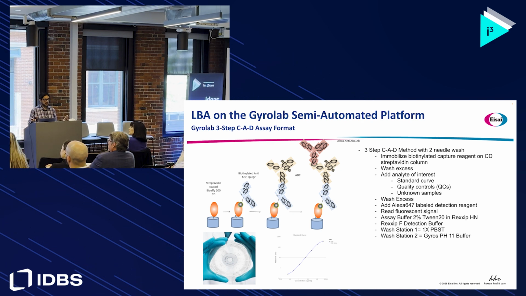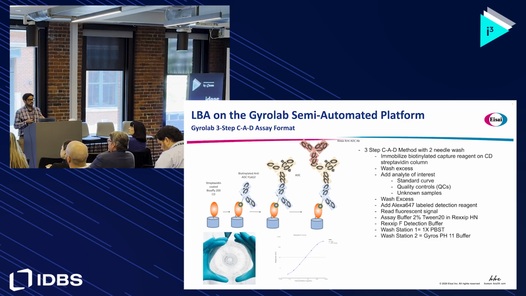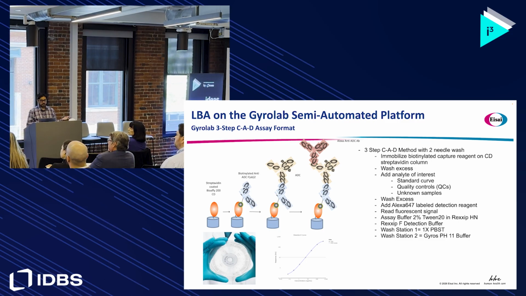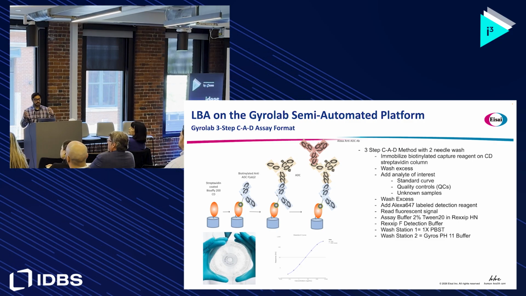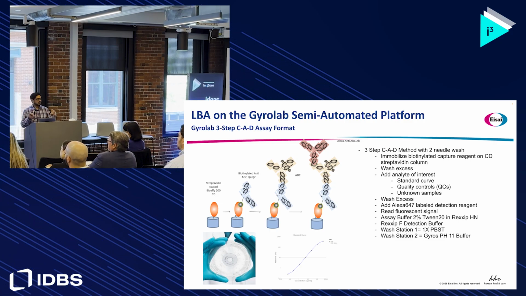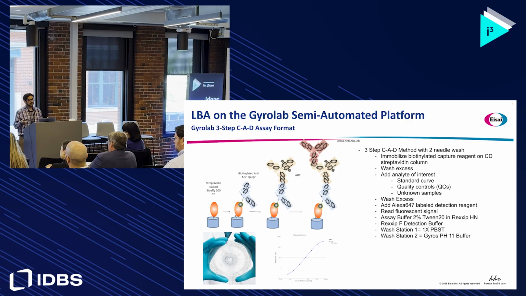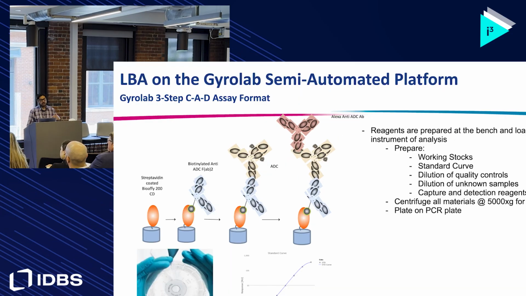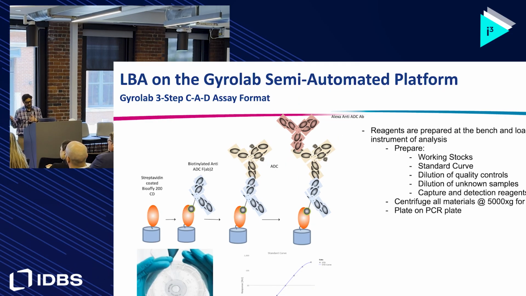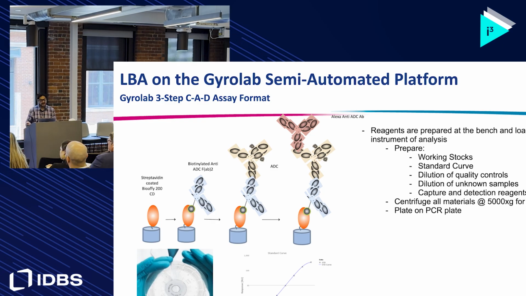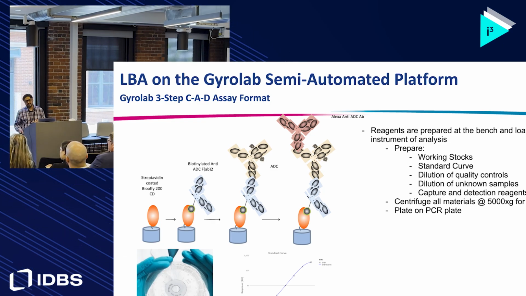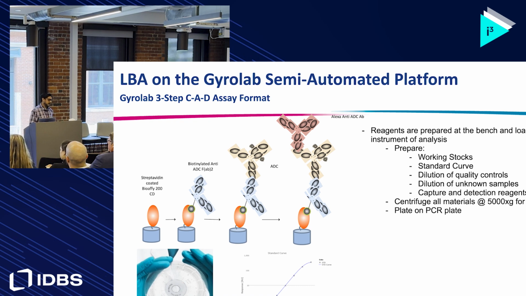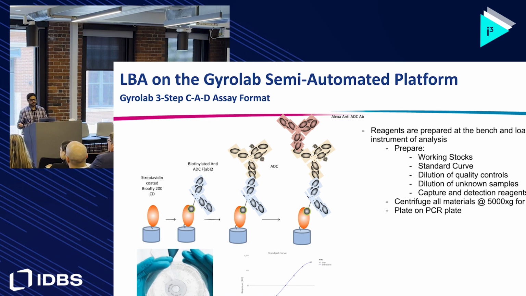So we leverage technology to do a lot of our work with us. And so we like the Gyrolab platform to do a lot of our ligand binding assay work. It's a semi-automated platform, and that's the part that we like the most about it. It runs a sandwich ELISA just like anything else, except it does it on its own. All you have to do, and why it's called a semi-automated platform and not a fully automated platform, is you've got to do all the prep work ahead of time. So you've got to create your working stocks, make your standard curve, dilute your quality controls, dilute your unknowns, make your capture detection reagent, put it on a PCR plate.